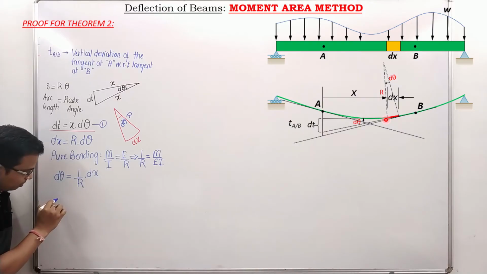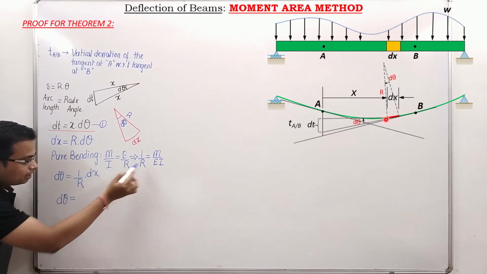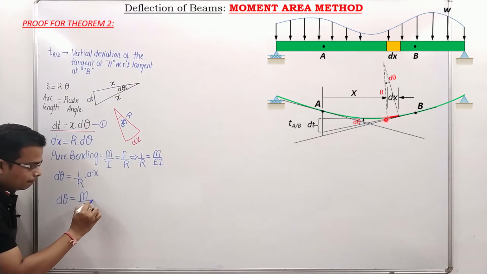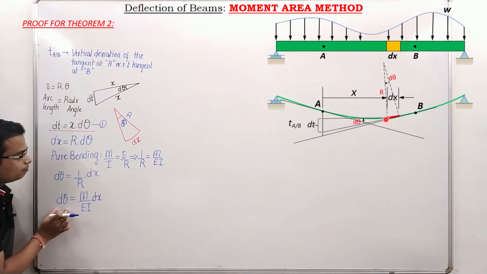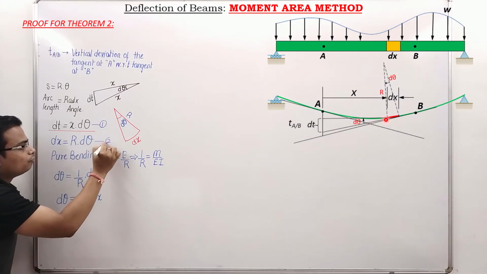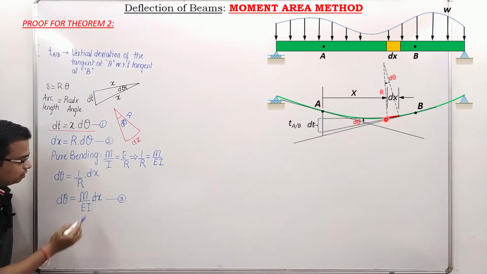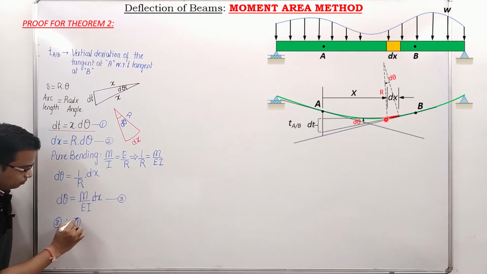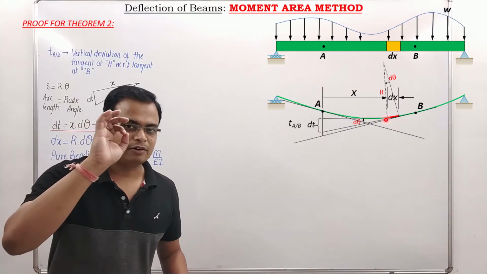So d theta ultimately is going to be equal to 1 by r, that is M over EI, multiplied by dx simply. That's it. You need to plug in the value of d theta from equation 3 into equation 1. When you do that, this is exactly what you are going to get from 3 in 1, and this is going to be a fabulous expression.